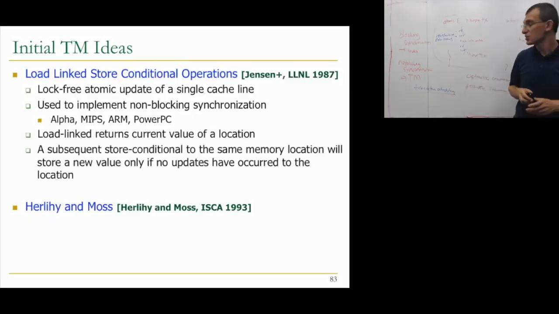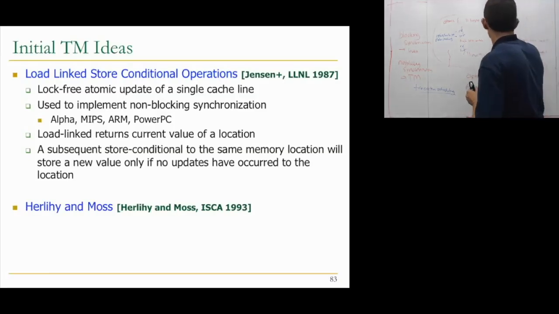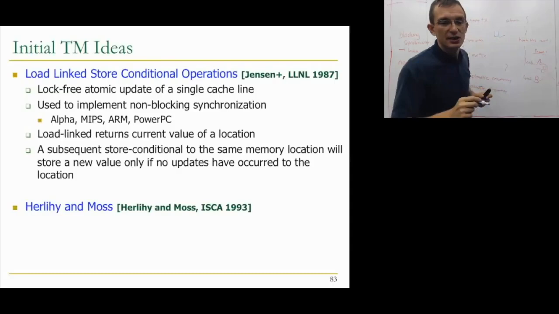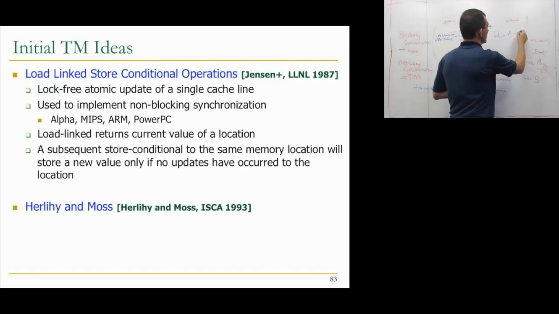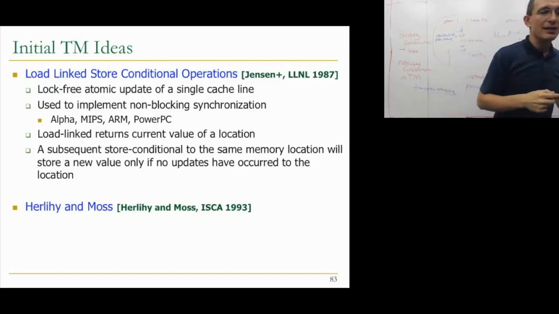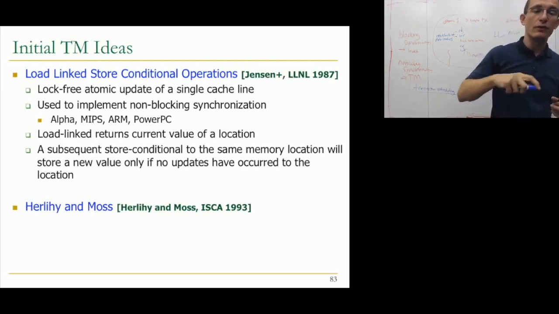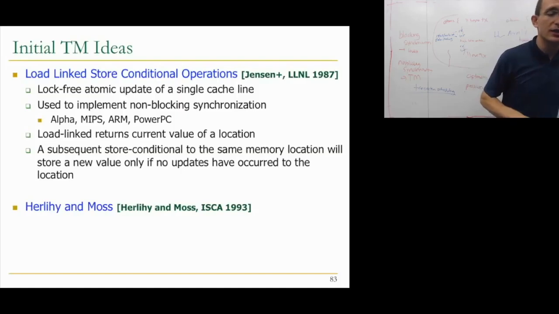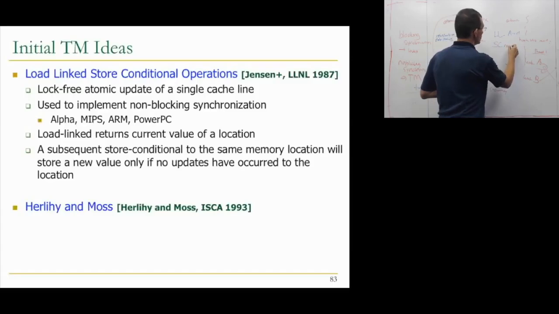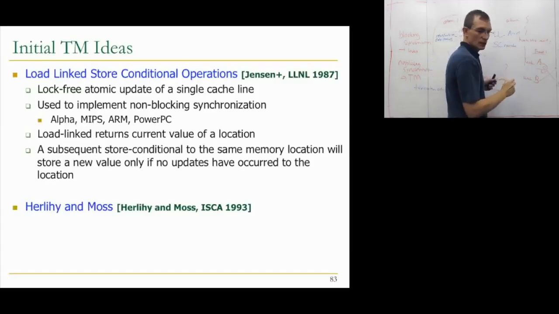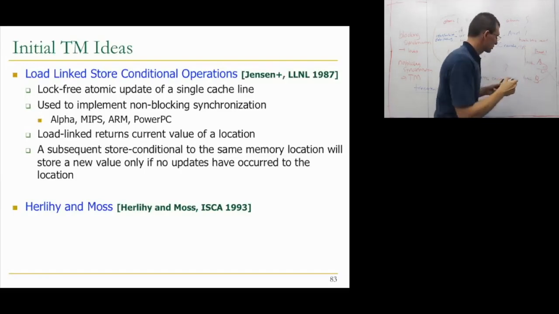The basic idea is you have two instructions, load-linked. The load-linked instruction, LL, returns the current value of a location. Let's say load-linked memory location A into R1. Okay? And then a subsequent store conditional to the same memory location will store a new value only if no updates have occurred to the location. Okay? And then you do store conditional, new value, right? And then you give it R1 and then memory location A, right? Okay?